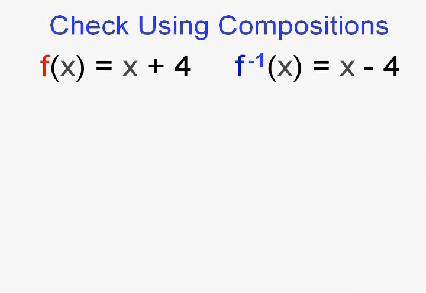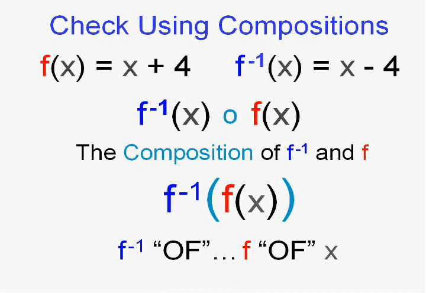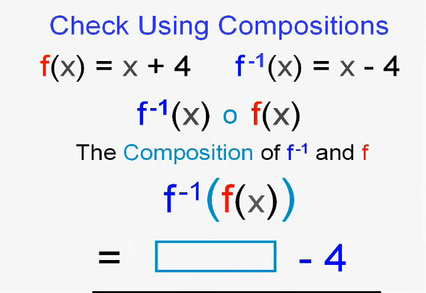Here we go. We're going to find the composition of the inverse of f of x. So we're going to take the inverse of the original function. Now the inverse function is x minus 4. So we're going to replace x minus 4, the x portion of that, with the original function.